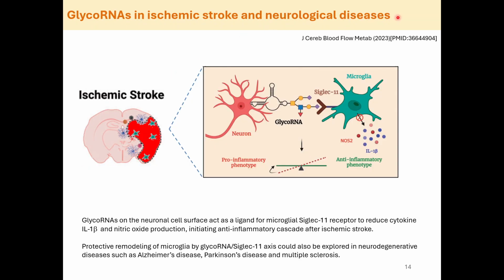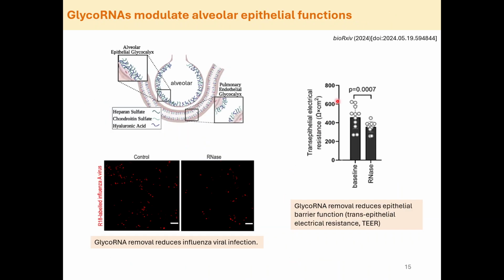GlycoRNAs play disease roles in ischemic and neurological diseases. The GlycoRNAs on the surface of neuronal cells act as a ligand for the Siglec-11 receptor on the microglial cell surface to suppress IL-1 cytokine and nitric oxide production, initiating an anti-inflammatory cascade after ischemic stroke. This GlycoRNA or Siglec-11 axis in protective remodeling could be explored in other neurodegenerative diseases such as Alzheimer's disease, Parkinson's disease, and multiple sclerosis. In lung, GlycoRNAs are present in the extracellular glycocalyx to modulate alveolar epithelial functions.